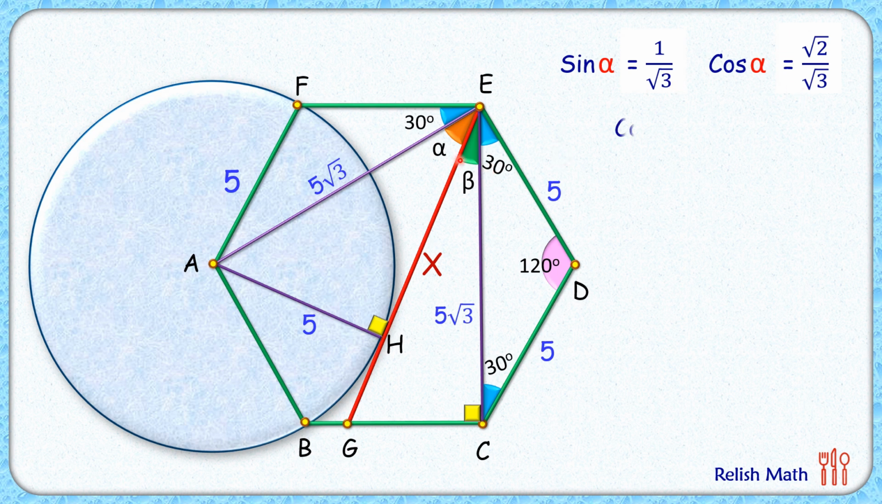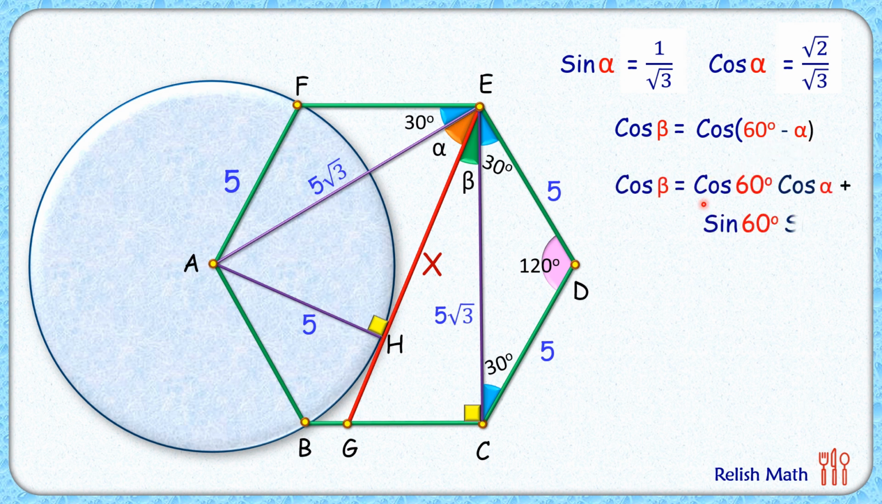Now if we look for cos beta, we know that this full angle E is 120, out of which if we subtract this 30 and this 30, we get alpha plus beta is 60 degrees, or we can say that beta is 60 minus alpha. So cos beta is cos of 60 minus alpha. Applying the formula of cos of A minus B, cos of A minus B is nothing but cos A cos B plus sin A sin B.